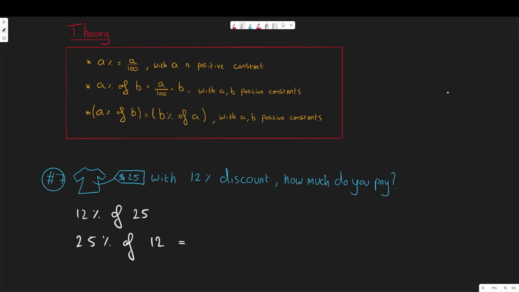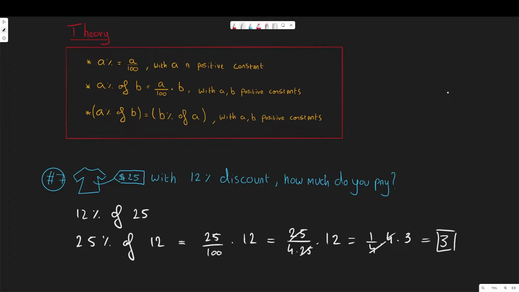So 25% of 12 is just 25/100 times 12, and 25/100 can be written down as 1/4, because 100 can be written down as 4 times 25. So we have 1/4 times 12, and 12 can be written down as 4 times 3, so the 4 will cancel, and we'll get that the answer is 3. So the discount that we get is $3.